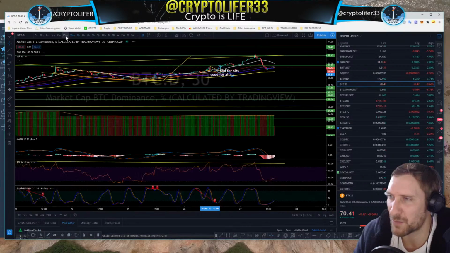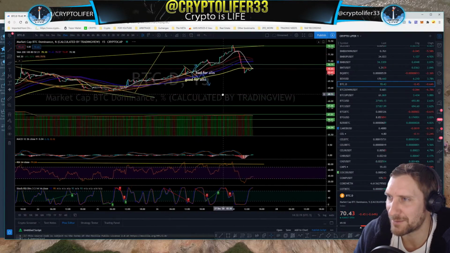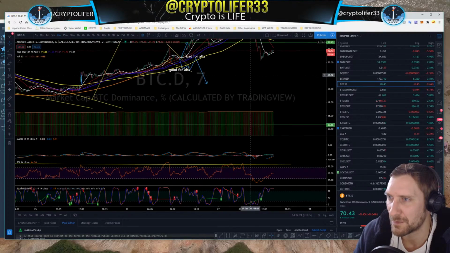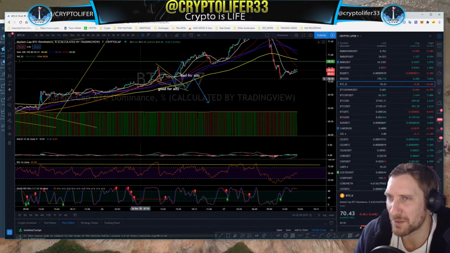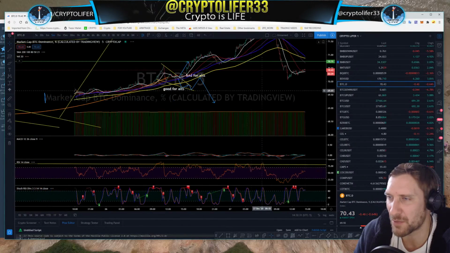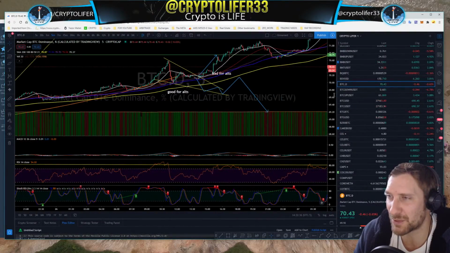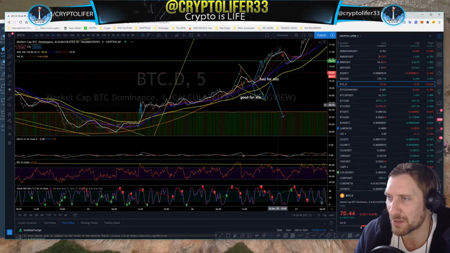Yep, and I said good for alts, bad for alts. I drew this little triangle here. And it's sad because it did what I didn't want it to do. I don't know if anyone saw this. I posted this, I'm pretty sure, in the group. What you're supposed to do is copy this yourself and put a little alert there. If you hear it go over, I wouldn't be getting into alt positions. If you hear it go down, I would be getting into alt positions. And I kind of laid it out.